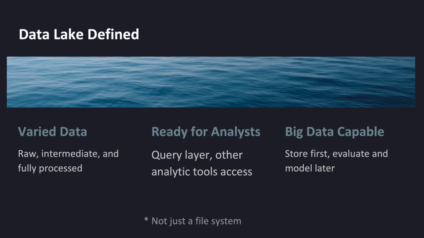So how do we define a data lake? I define a data lake as having varied data. It's built for raw, intermediate, and fully processed data. Some people focus only on a place to store raw data, but in really successful implementations, you're going to end up storing at least some of the partially processed and partially cleaned up data, as well as even some final results. My recommendation is to include those in your data lake where it makes sense.